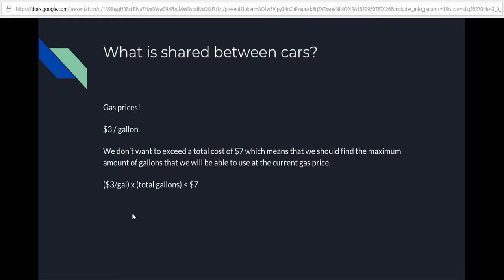So in equation form, that's our $3 per gallon price times our total gallons less than $7. So if we solve this for total gallons, we get 2.333, or 2 1/3. So we're trying to keep our total gallons used under 2 1/3.